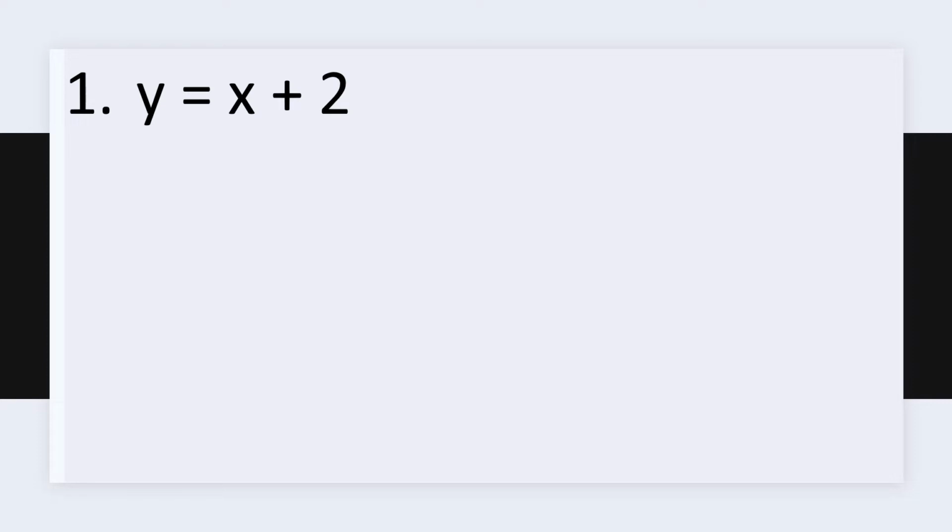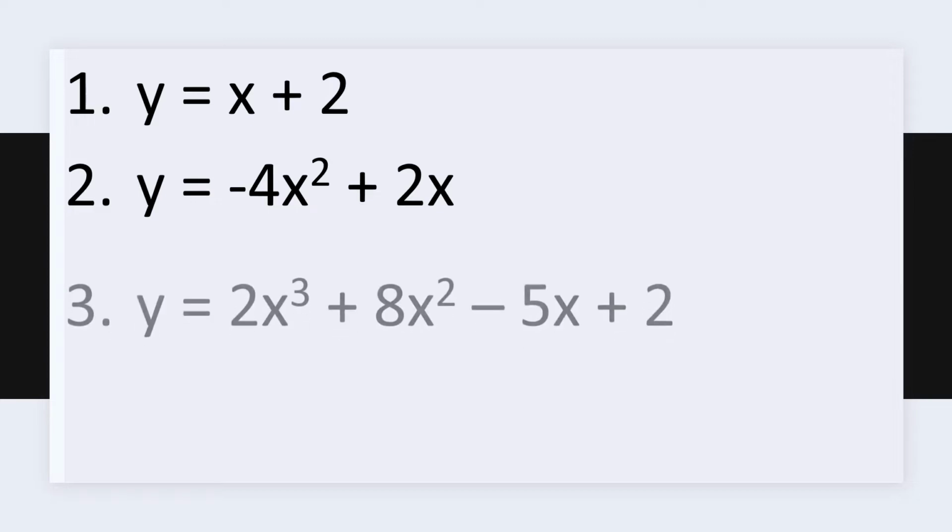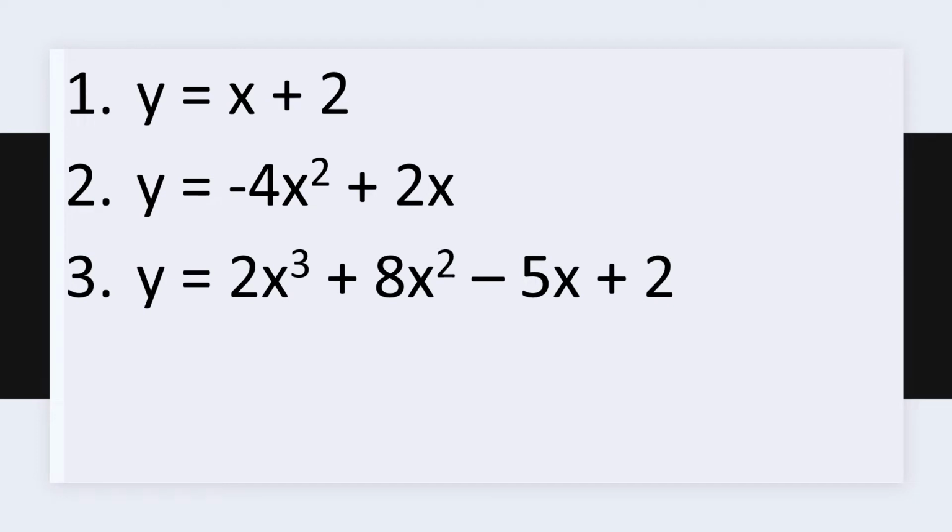The derivative of y equals x plus 2 is 1. Correct. How about y equals negative 4x squared plus 2x? It gives us negative 8x plus 2. Correct. How about number 3? y equals 2x cubed plus 8x squared minus 5x plus 2. The answer is 6x squared plus 16x minus 5.